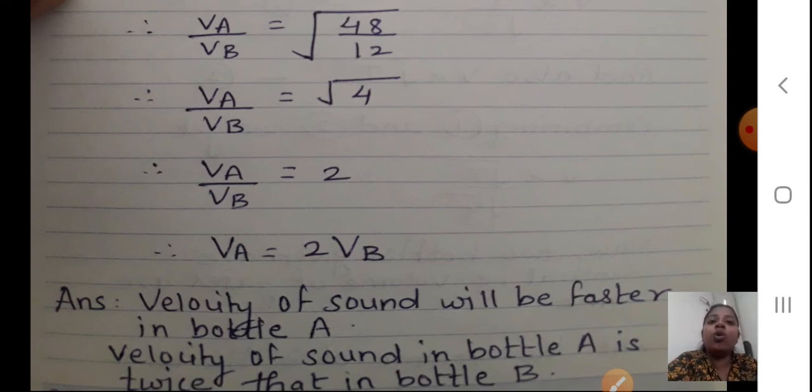I hope you understood the final answer also. What we have got: VA is equal to 2 VB. That means the velocity of sound will be faster in bottle A, and the velocity of sound in bottle A is twice that in bottle B. So 2 times it is greater. Okay students, I hope this sum is clear to you. You will solve it on your own, and you will understand it in a better way.